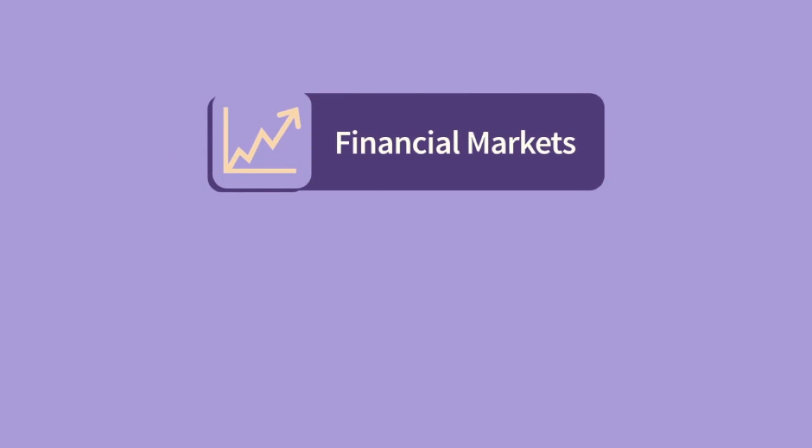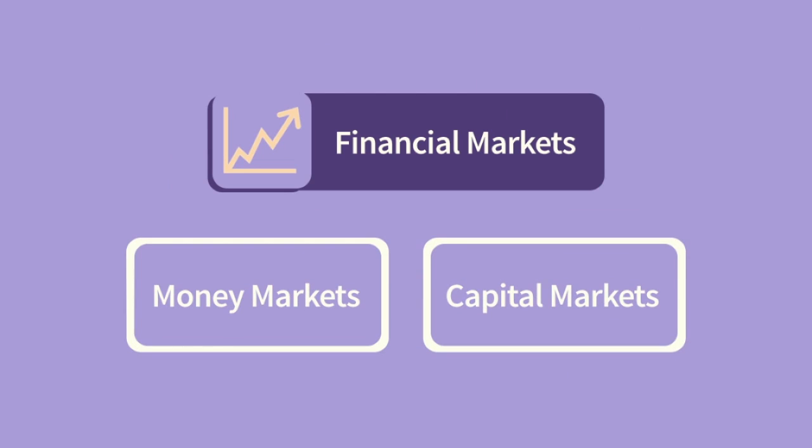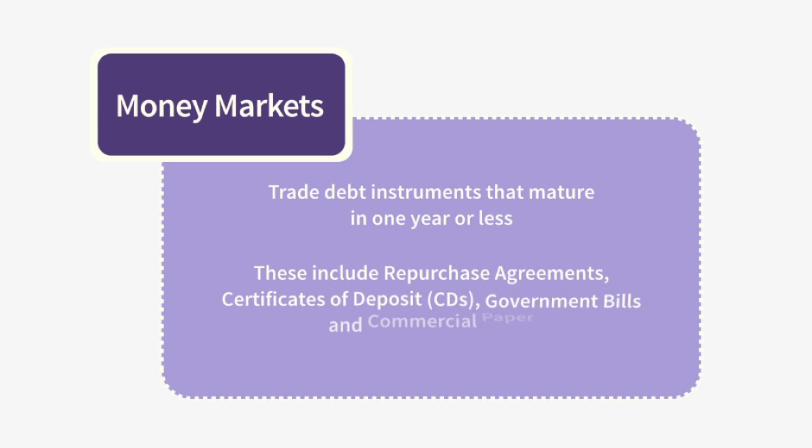Financial markets are classified as either money markets or capital markets. Money markets trade debt instruments, in which the securities mature in 1 year or less. Examples of securities that trade in money markets include repurchase agreements, certificates of deposit, or commercial paper.